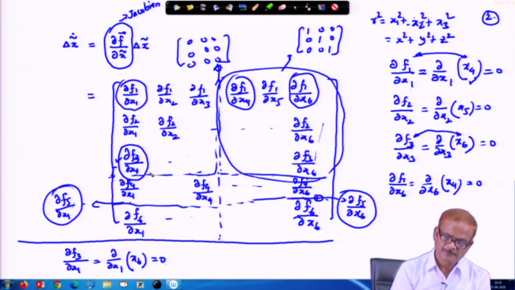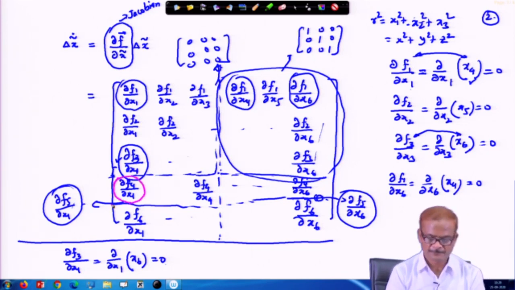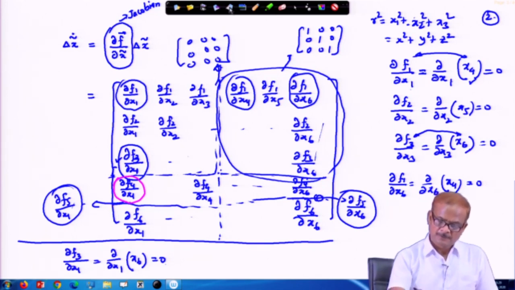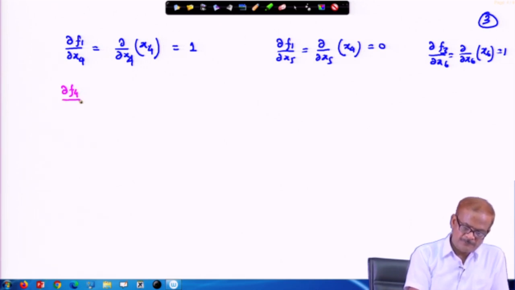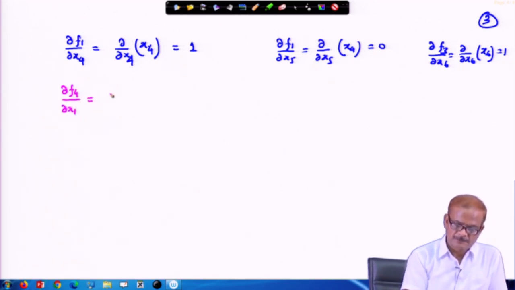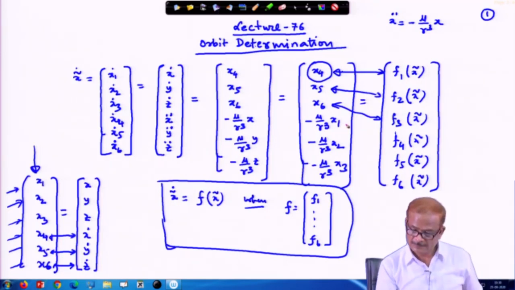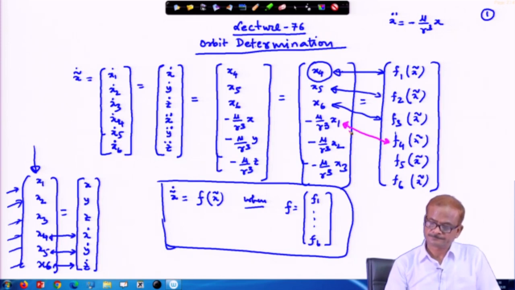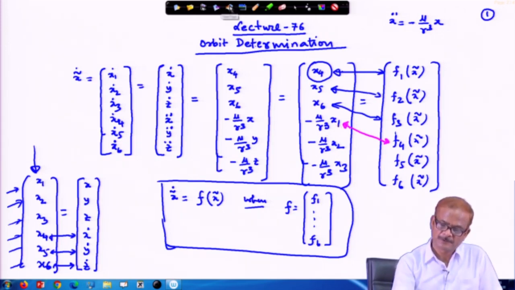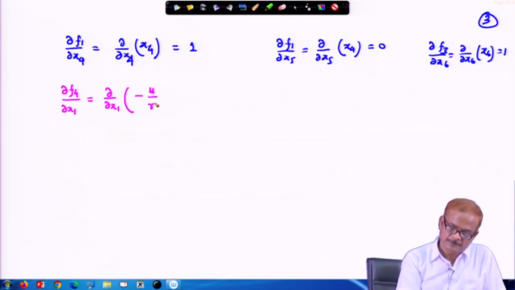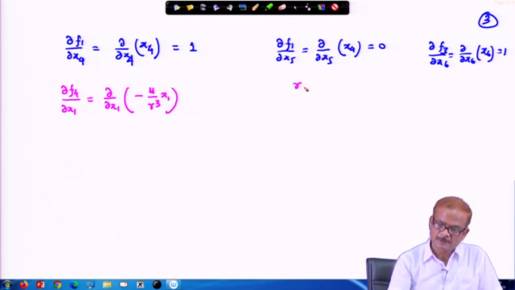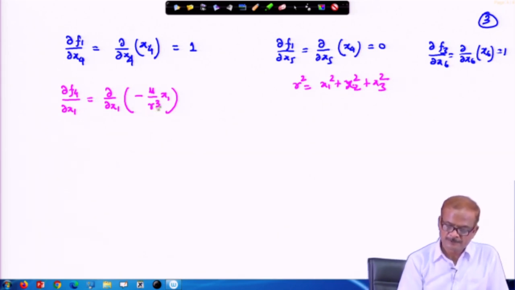Okay, so, first we will check this element ∂f4/∂x1. And what is f4? For that we need to go here, then see that f4 is this quantity, minus μ by r cubed times x1. So, minus μ by r cubed x1, but r is itself a function of x1 squared plus x2 squared plus x3 squared. So, we need to differentiate both of these in taking the partial derivative.